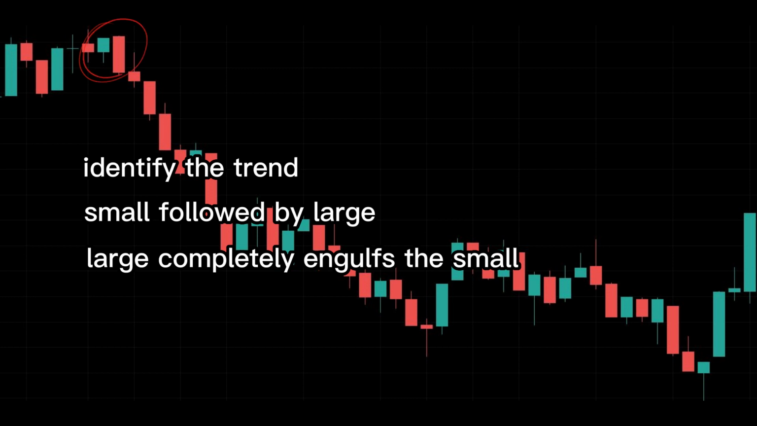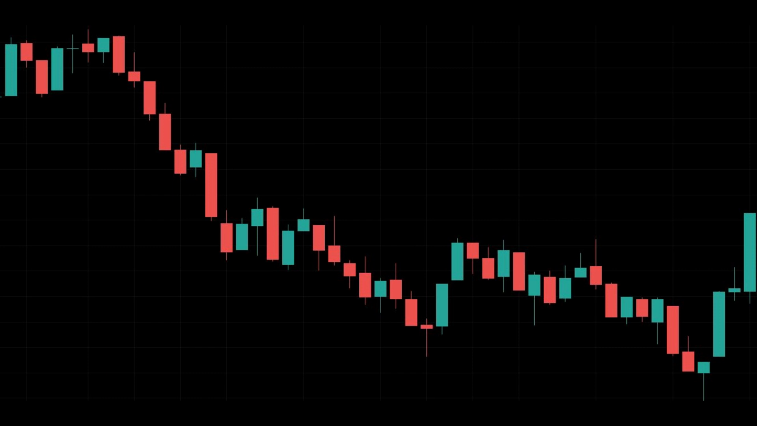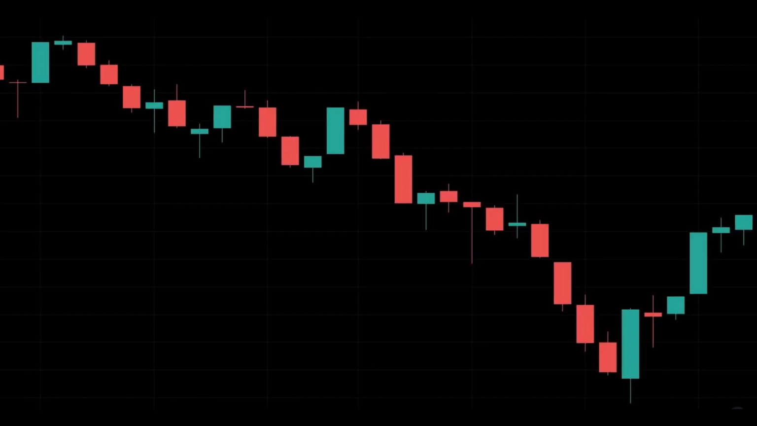Now let's get to the important part, which is using bullish and bearish engulfing patterns in your trading strategy. They can be used in various ways. Here are some examples. 1. Bullish and bearish engulfing patterns can signal a reversal in the trend. Traders can use this information to enter or exit positions accordingly.